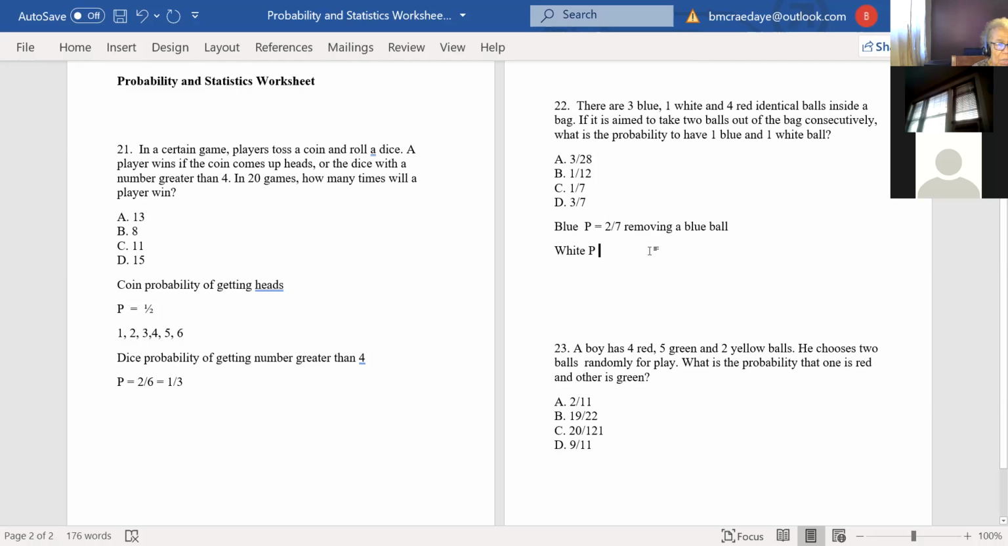But see, that's not enough. The answer is 0/6, which is removing a white. And they say consecutively, so you're taking them out right behind each other. So removing a white ball. But 2/7 and 0 is not any of those answers.